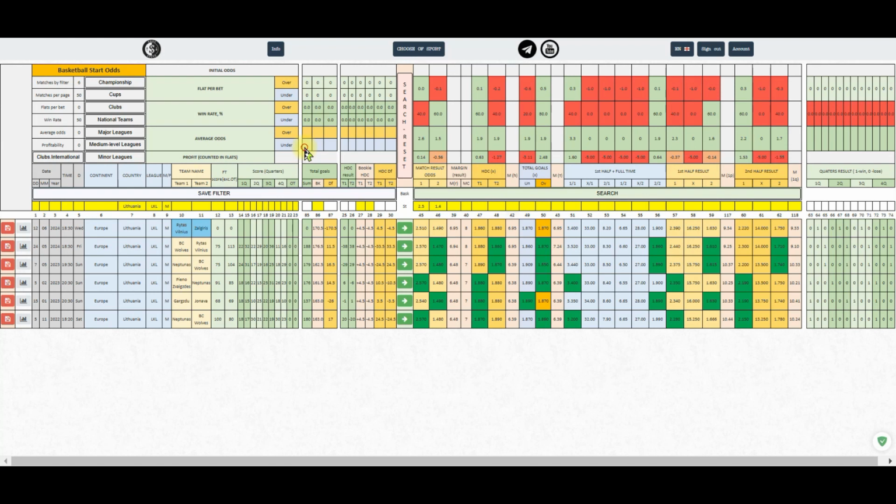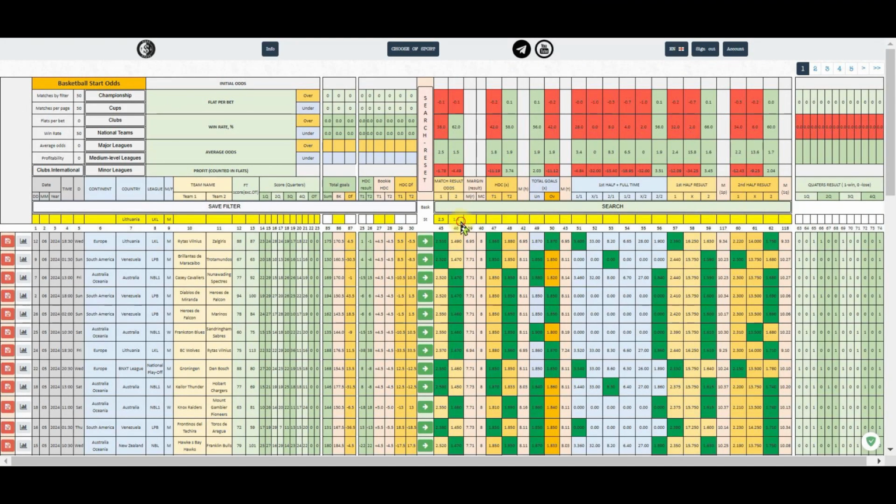Since our current total exceeds the initial one, we enter the current total value in the under column and click search. We get an 80% pass rate. We see that only in one game was the current total exceeded.